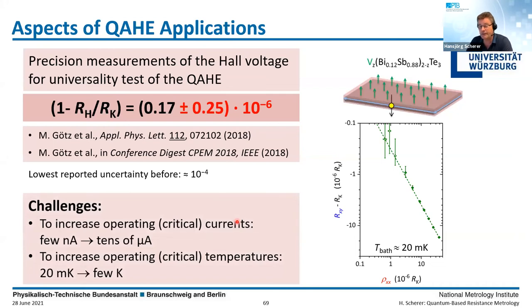As I already said, the challenges are given by the temperatures and the currents that are needed to get these results. We operated the device down to currents of a few nanoamps. Of course, we need to get the devices up to carrying tens of microamps. Typically, for instance with gallium arsenide, we operated at 40 microamps. And of course, we also want to get rid of the millikelvin operating temperatures, because we want to operate the system at a few Kelvin, which would allow operating it in a cost-effective cryocooler system, together with a small magnet.